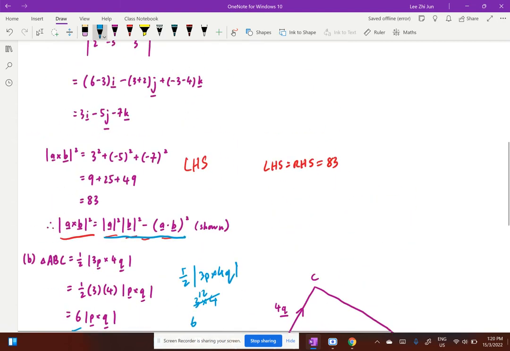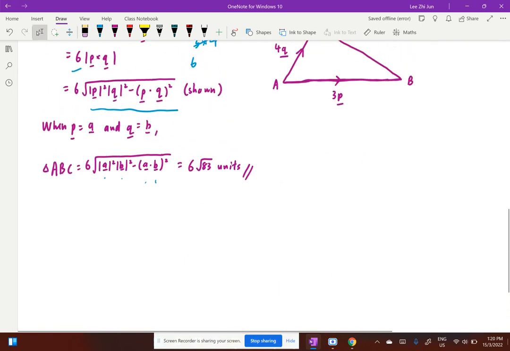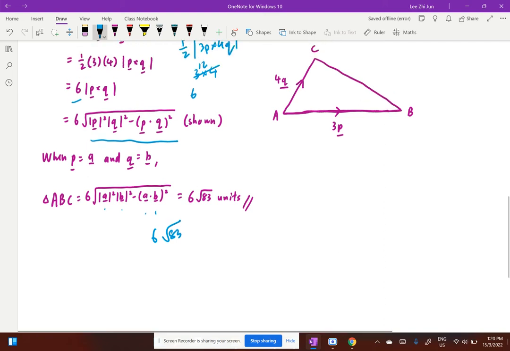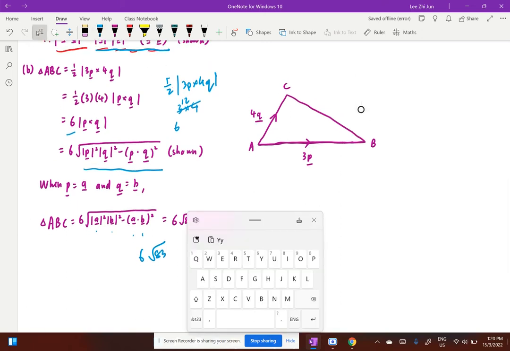So I look back at this A, the each side equals 83. So when it's square rooted, it will be root 83 times 6 units. Or you can write it in decimal form. Here's the answer.